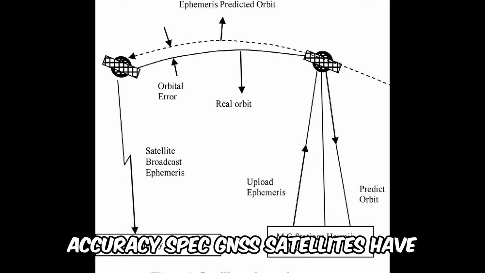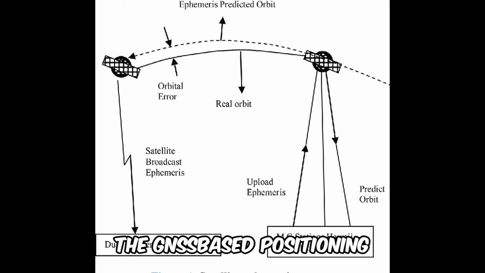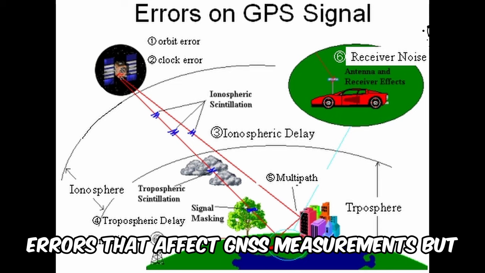GNSS satellites have inaccuracies or deviations in the predicted orbital positions compared to their actual positions in space, and these errors impact the accuracy of the GNSS-based positioning. This wasn't an all-inclusive list of the errors that affect GNSS measurements, but these are the sources of error that have some of the most significant impact.